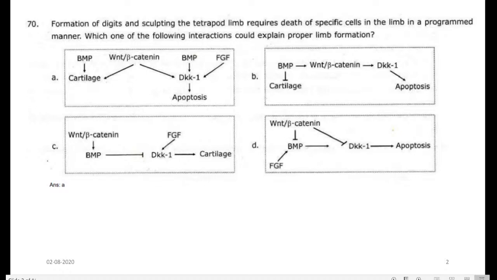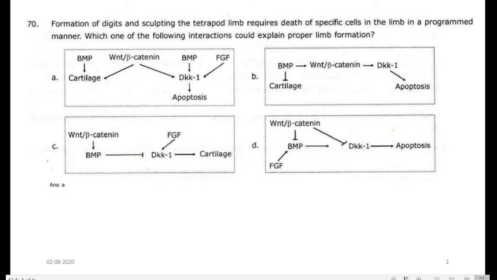And DKK1 is also another important thing, which is specific for that. These are all the concepts: BMP, cartilage, Wnt. These are all responsible for the normal cell apoptosis process. Here they mention the limb. Tetrapod limbs are required. The limb cells specifically undergo apoptosis through the promotion of this DKK1.